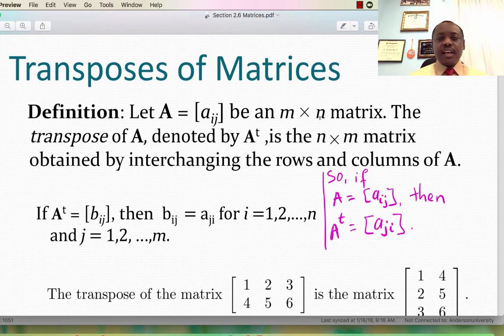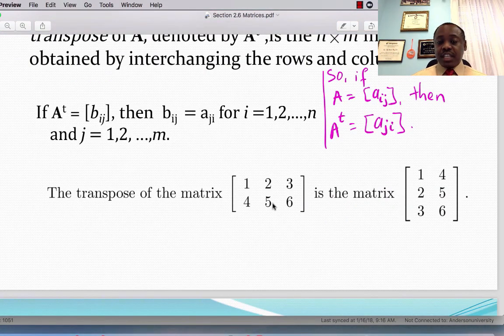Transposes of matrices. Let A equals Aij be an m by n matrix, that is m rows and n columns. Then its transpose, denoted by A^T, is an n by m matrix. In other words, if A is Aij, then A transpose is Aji. All the rows become columns and all the columns become rows. And you can also see that the first column has become the first row, the second column has become the second row, and the third column has become the third row. So that is transpose.